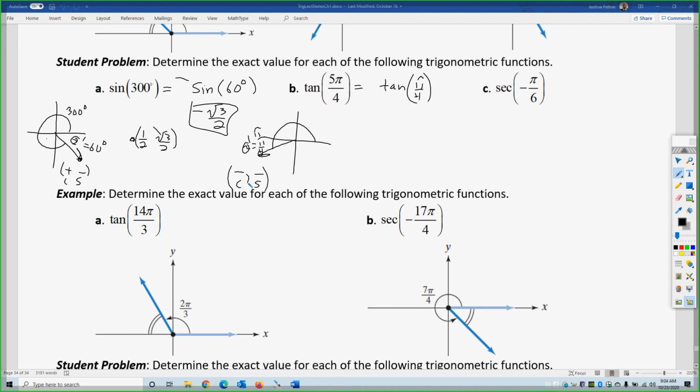Okay. Well, I know the 45 degree angle, which is pi over 4, is a root 2 over 2, comma, root 2 over 2 coordinate.